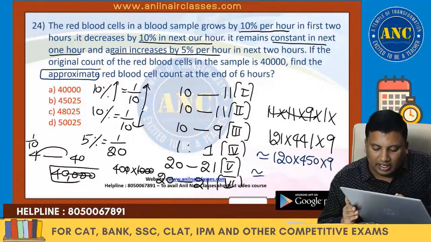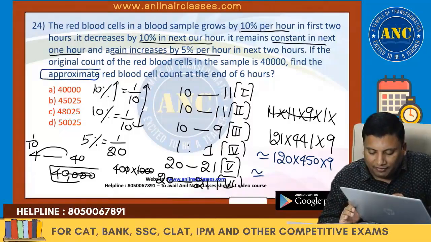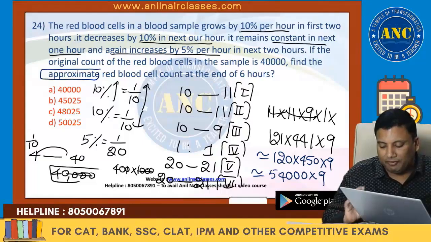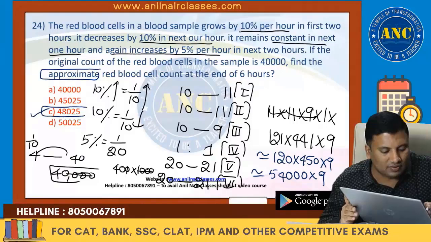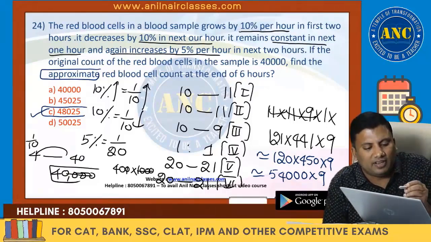I hope it is clear. 121 approximated. These are nothing but 1245s are 540. Again 2 zeros into 9. So these are nothing but 54 into 9, 480, something close. So this is the nearest value. Idea it is clear. Same like the previous question.